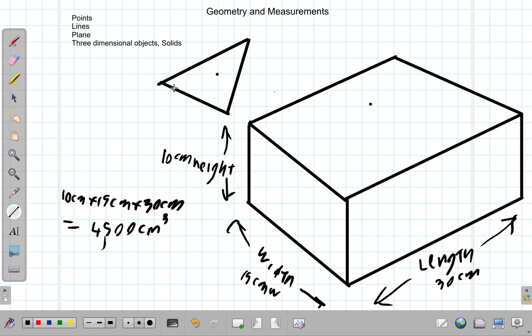And then we have our 3-dimensional object, which we call a solid. All right? So those are the 4 concepts that we wanted to look at in this video. I will see you in the next video.